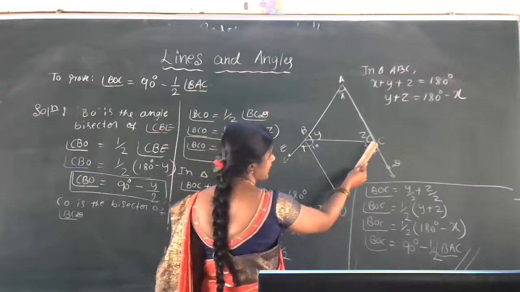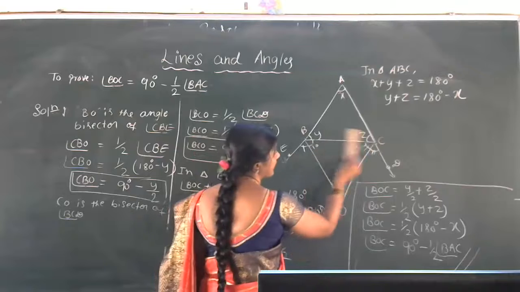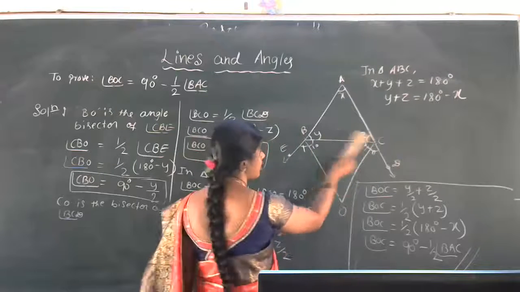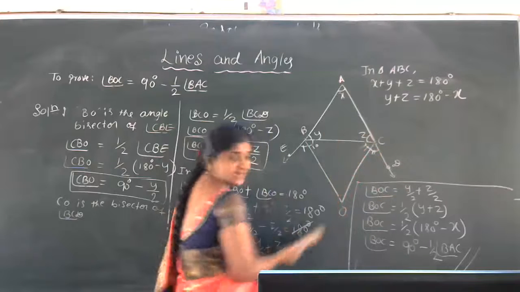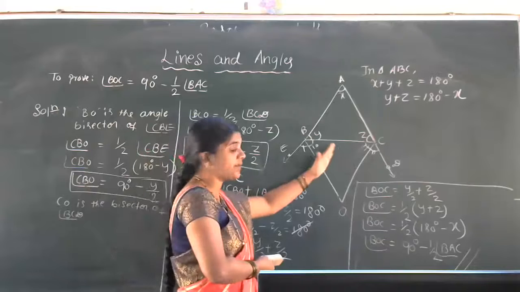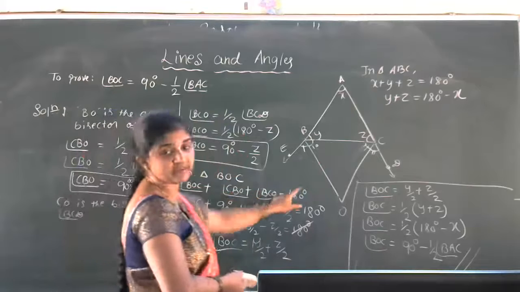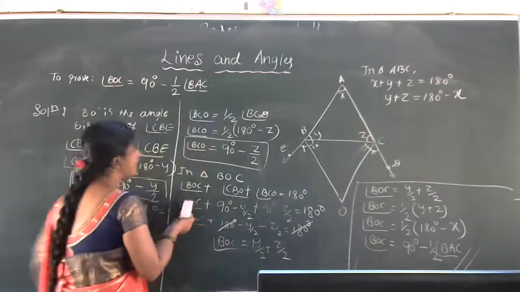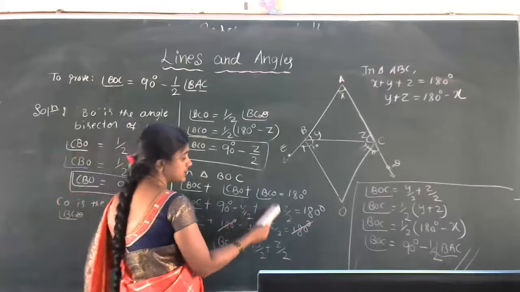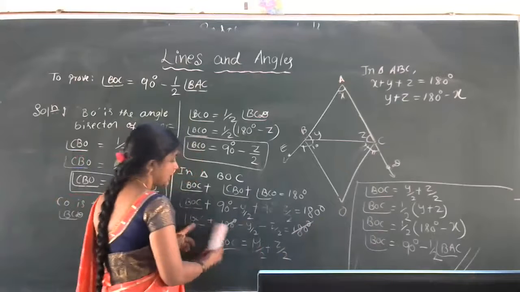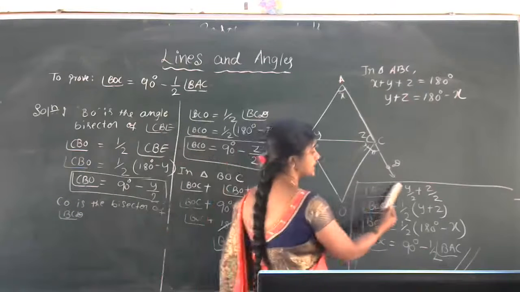In the same way, here we consider this half part. That is, BCO is half of angle BCD. So this BCD we can write as 180 minus z. Next we apply the angle sum property for this triangle BOC. So BOC plus CBO plus BCO is 180 degrees. BOC is there, plus CBO which is 90 minus y by 2, plus BCO which is 90 minus z by 2, equals 180. After simplification, BOC is equal to y by 2 plus z by 2.